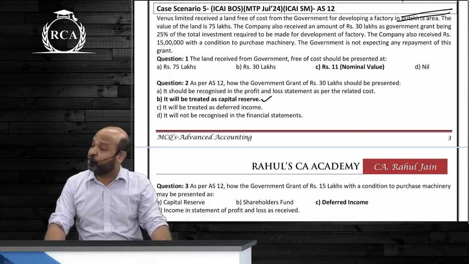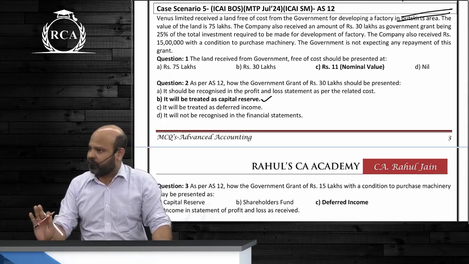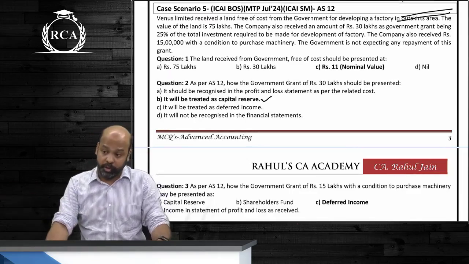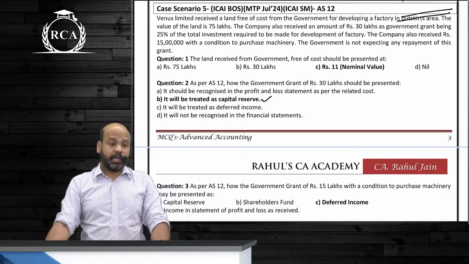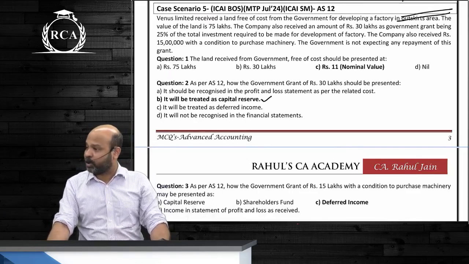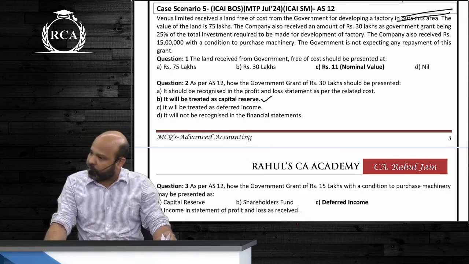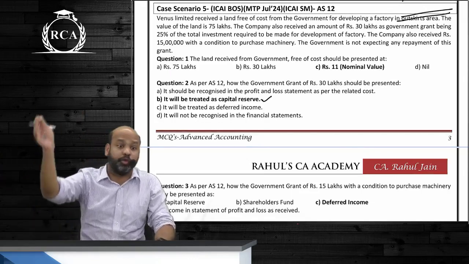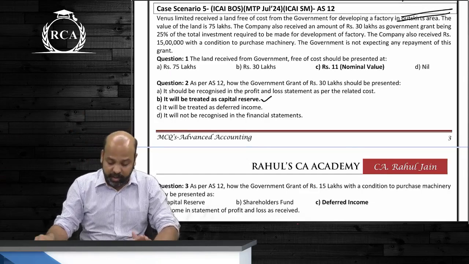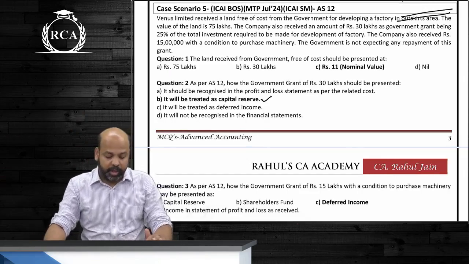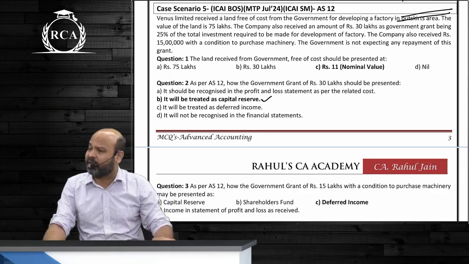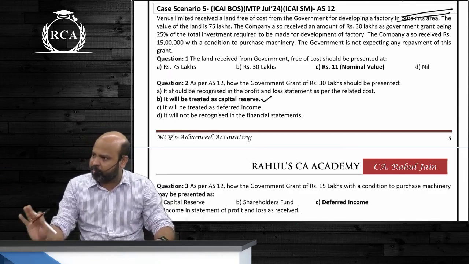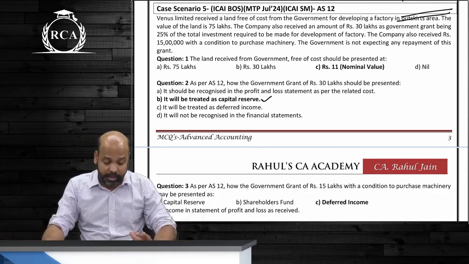Next, guys, the company also received 15 lakhs with the condition to purchase machinery. With the condition to purchase machinery. We have not yet purchased the asset, so you cannot say reduce from the cost of the asset. The only option available is to transfer it to deferred government grant account. As and when, guys, you purchase the asset, you have two options available. Either reduce it from the cost of the asset or continue in deferred government grant account and amortize it over the useful life of the asset. Government is not expecting any repayment of this grant. That is just to tell you that the recognition criteria is met. When they say not expecting any repayment, it means all the recognition criteria are met.